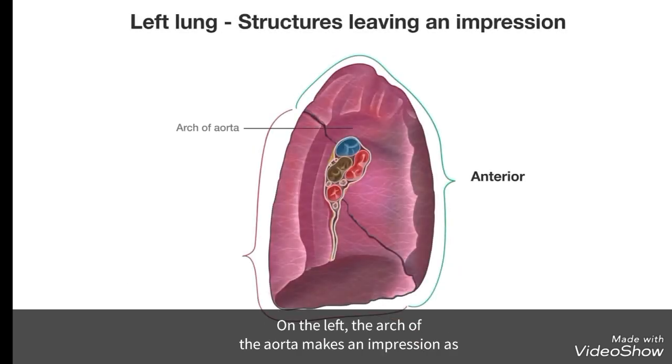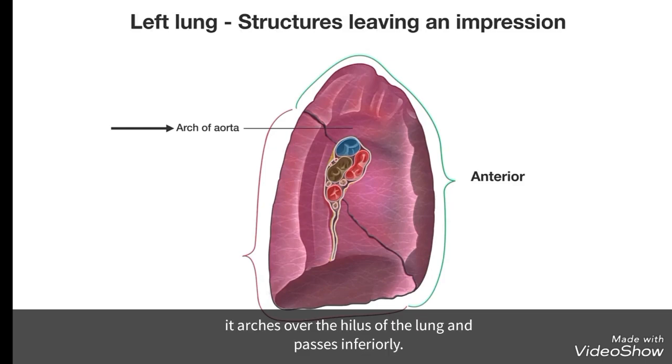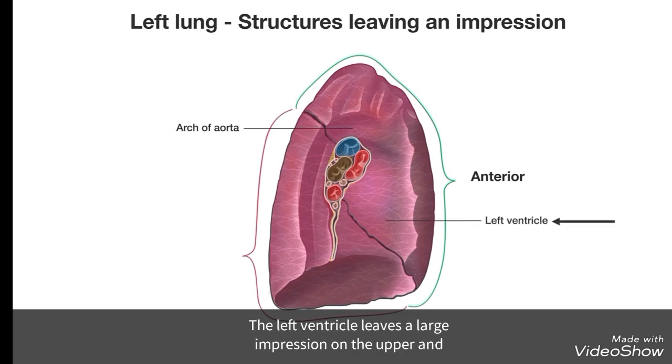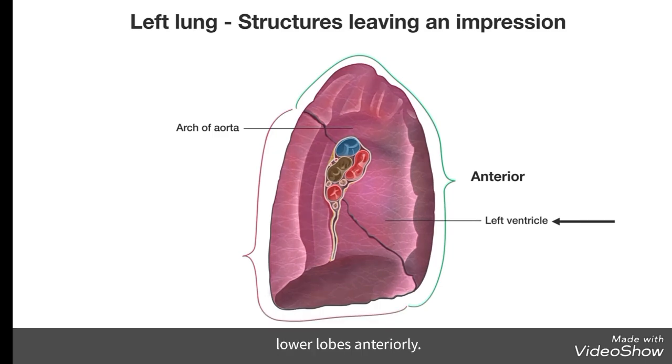On the left, the arch of the aorta makes an impression as it arches over the hilus of the lung and passes inferiorly. The left ventricle leaves a large impression on the upper and lower lobes anteriorly.